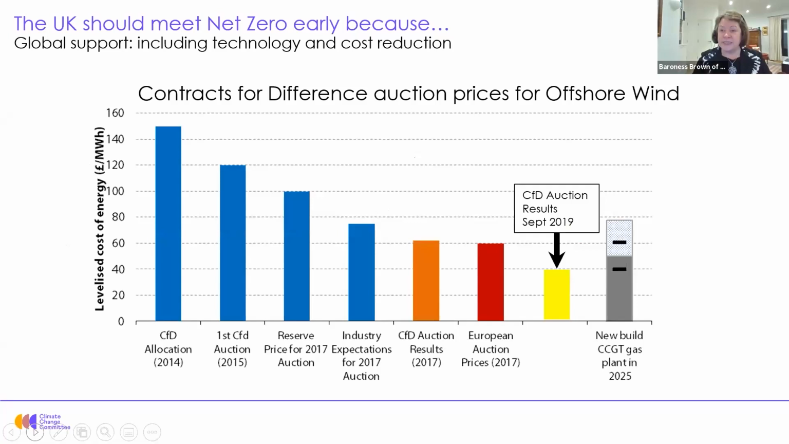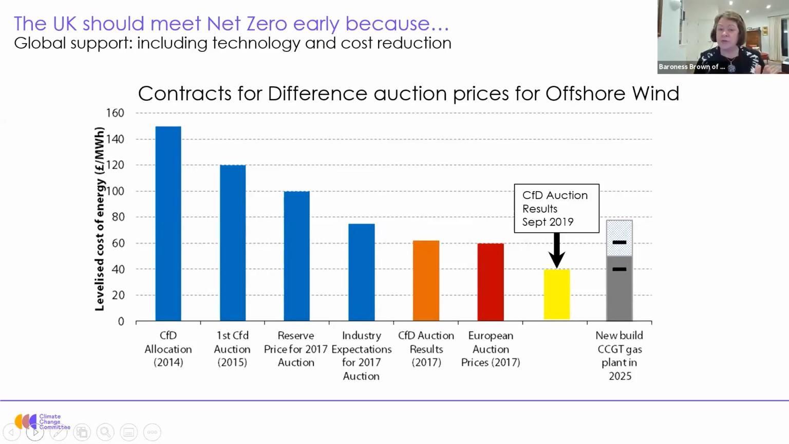And a third reason is that we're in a good position to cost reduce the key technologies that will be needed globally for addressing net zero. So we can become a supplier of them to the world, but we can also help the rest of the world by enabling them to access those technologies at lower cost. And a brilliant example of that is offshore wind.